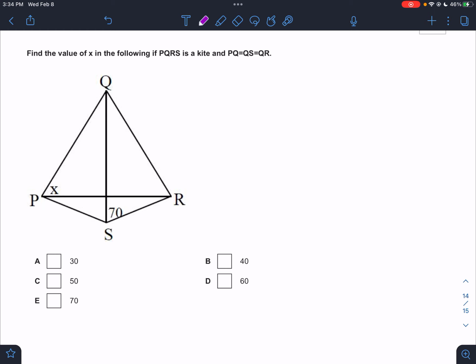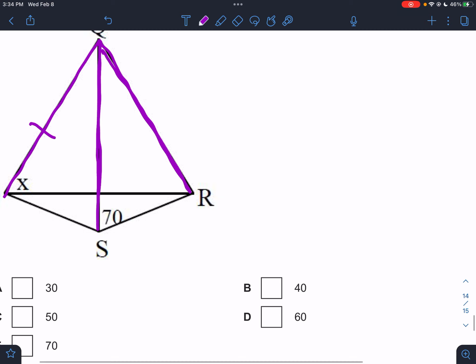Find the value of x in the following. It says PQ is equal to QS. So those two are equal. And QR. Now, I have a 70 there. So because it's a kite, this is also 70. That means this entire corner is 70. Why? Because that's an isosceles triangle. Those base angles have to be equal. That means over here, this is also 70.